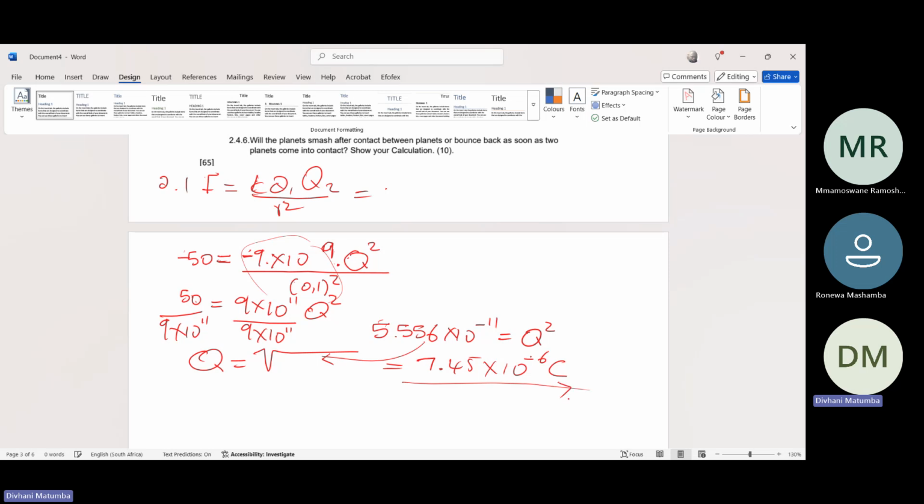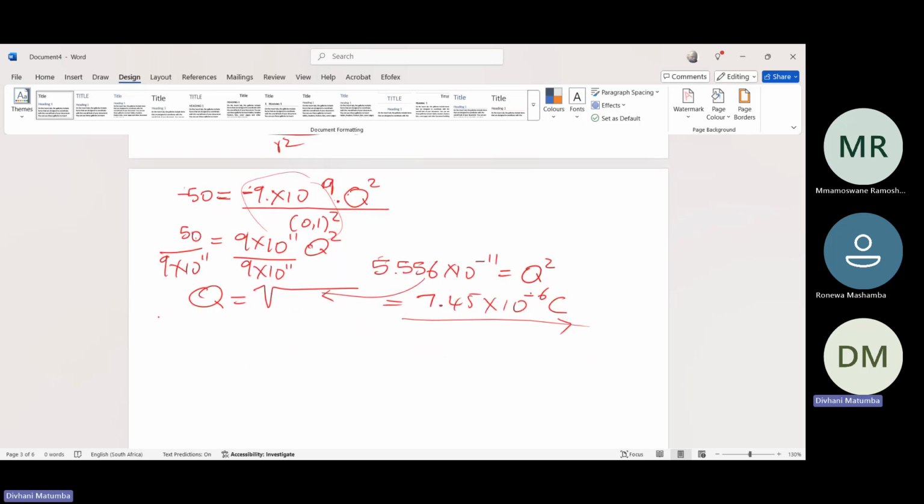I think both of you got this one right. So the answer is 7.45 microcoulomb and 7.45 microcoulomb negative. These are the two charges. I think both of you got it.